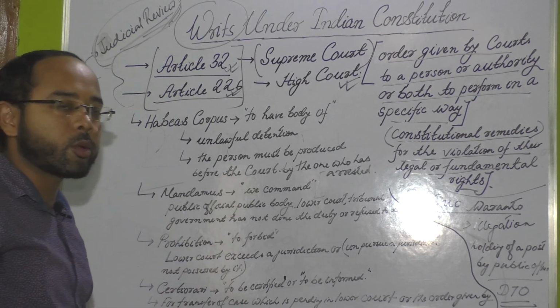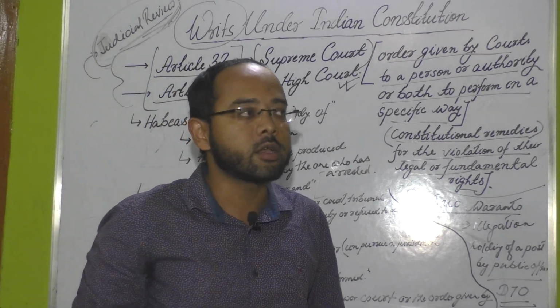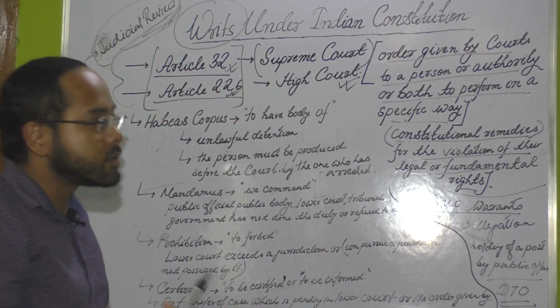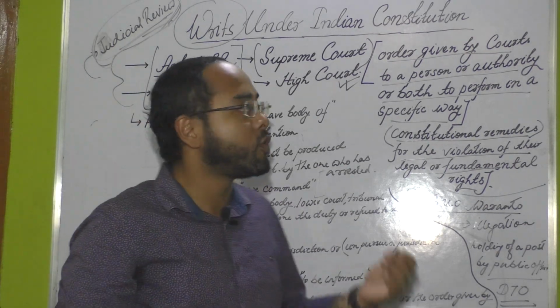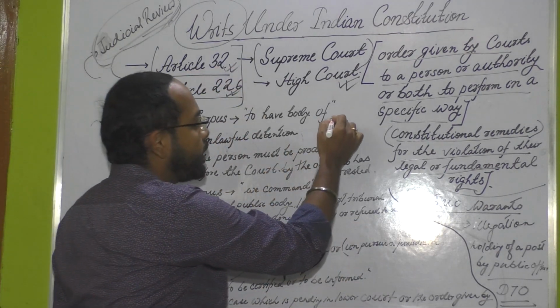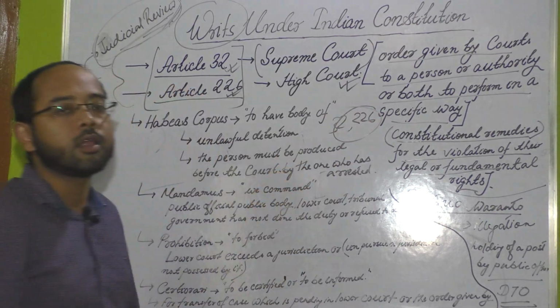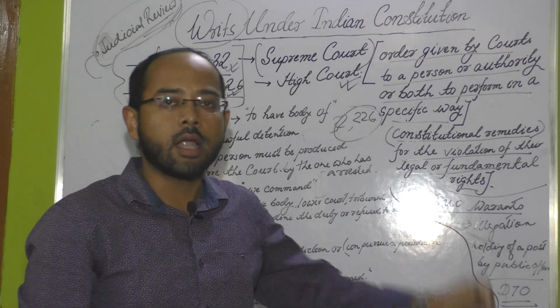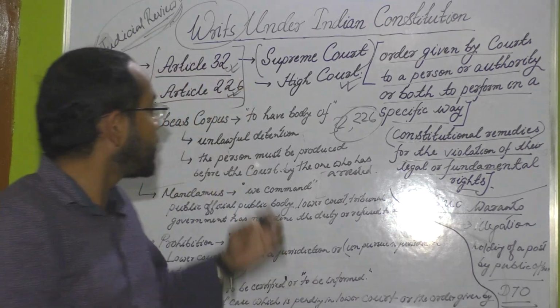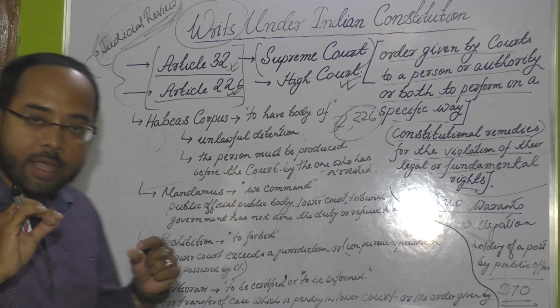That is why writs can also be said to be a means by which the judiciary uses the judicial review format. So that can also be a question: under which article of the Indian Constitution do the judiciary or the courts go for judicial review? You may answer Article 32 or 226 of the Indian Constitution. So this is the basic starting. We are dealing with writs.